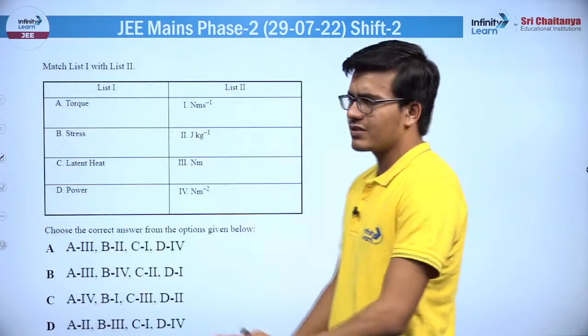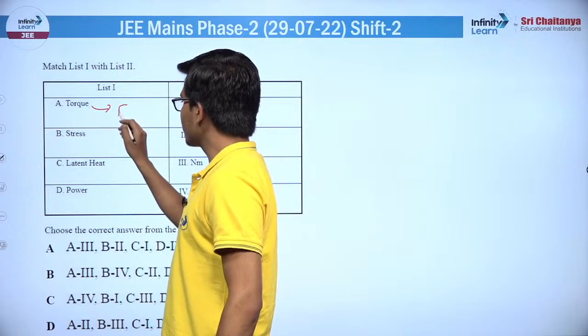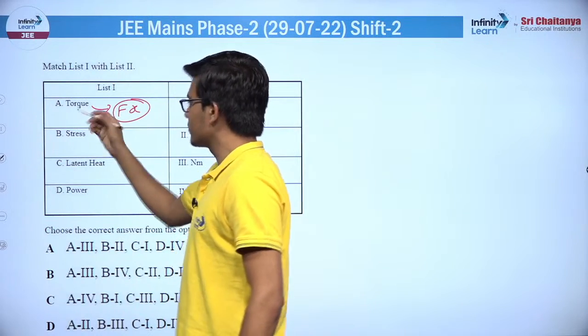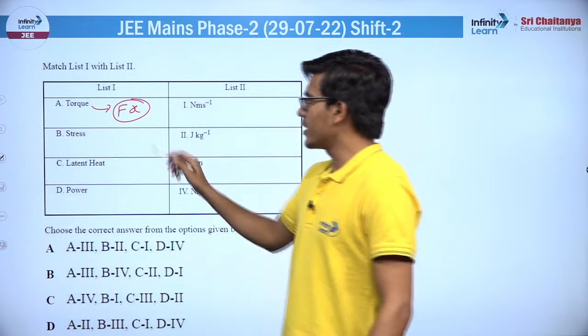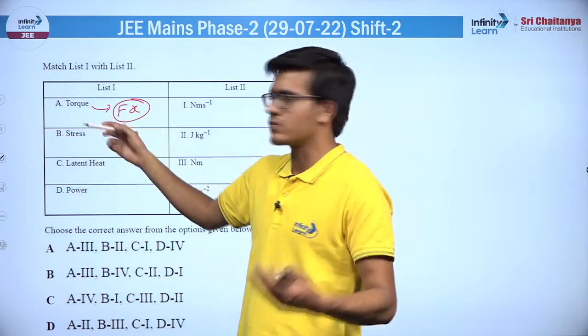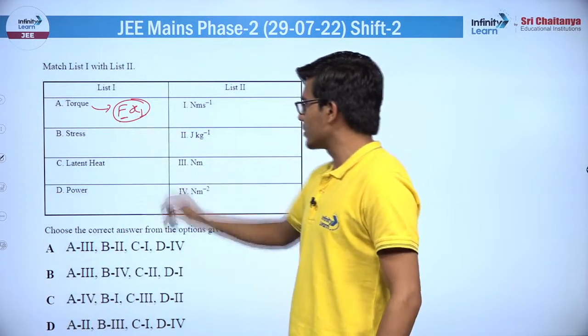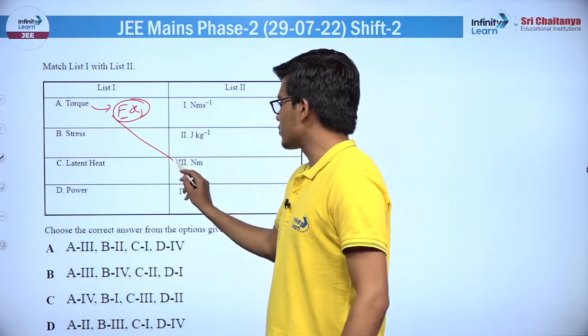Moving to the next question, again a simple question from dimension. The torque is given by force into displacement, basically the dimension of torque, and the dimension of work is same, work you can write like this, and torque is also force into perpendicular distance you can write, so it should be Newton meter, means it will match with 3.